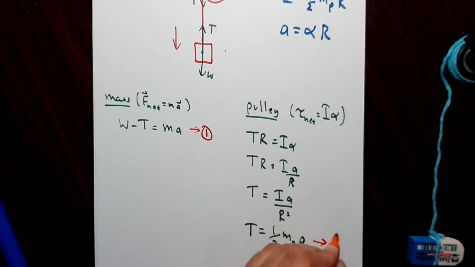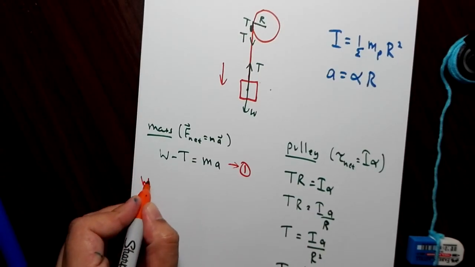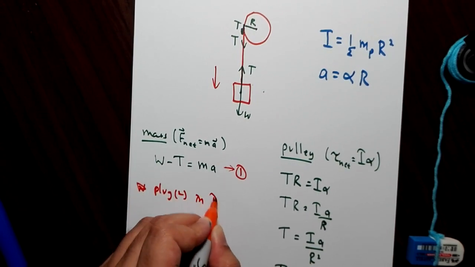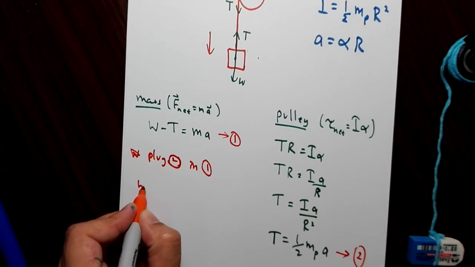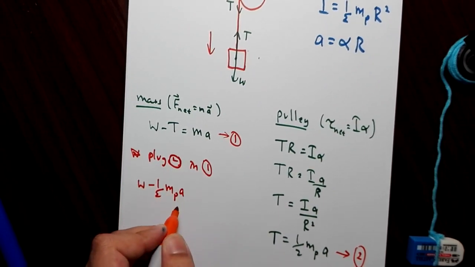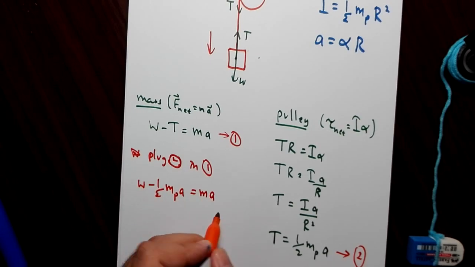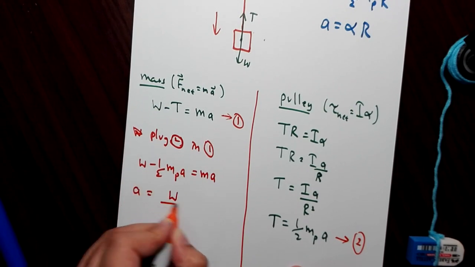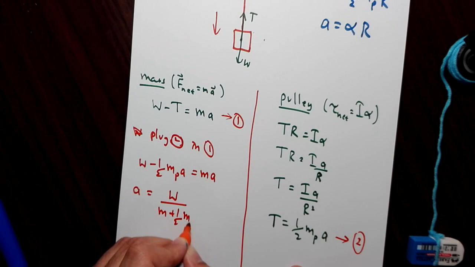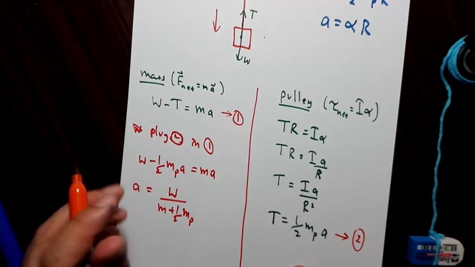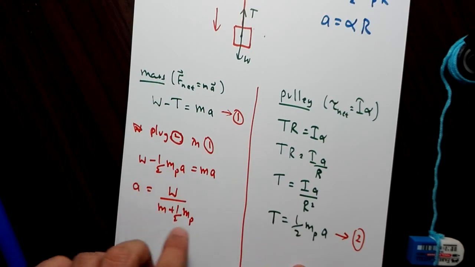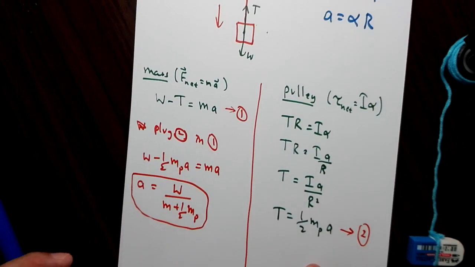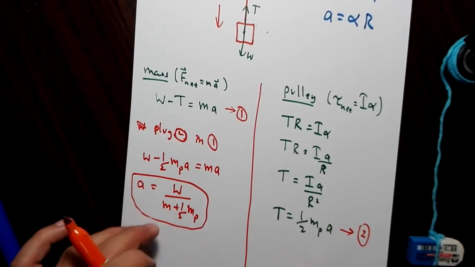Let's call these equations 1 and 2. Let's plug 2 into 1. So we get W minus half m pulley times a equals m times a, right? So you can further simplify this to get a equals W divided by m plus half of MP. I've just taken this to this side, taken a common, and then divided both sides by this factor. You get this equation. So this is the acceleration of the system.